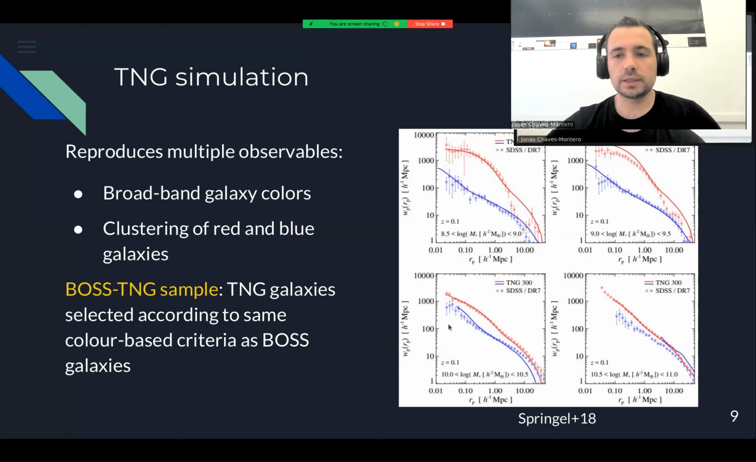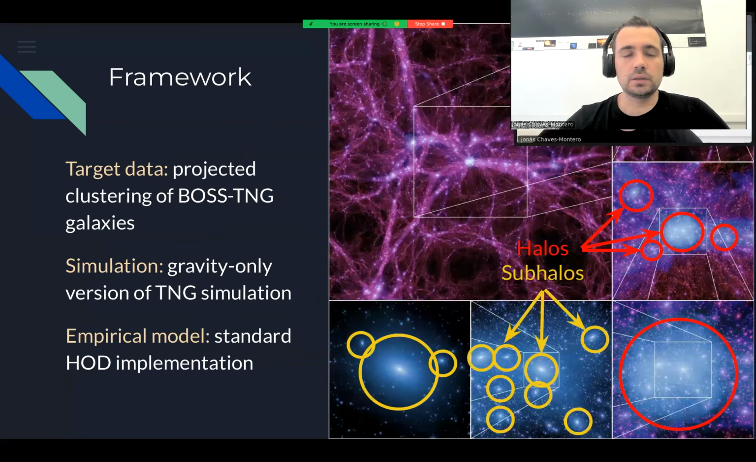So the next step was to draw a sample from this simulation that has similar characteristics to massive galaxies from observations. In order to do that, what we did is to apply the same color-based selection criteria as the ones applied for selecting BOSS galaxies. So this BOSS-TNG galaxy sample is going to be our target data, specifically the projected clustering of these galaxies. Our simulation, the one in which we are going to evaluate the empirical model, is a gravity-only version of the TNG simulation, so same cosmology in both simulations.